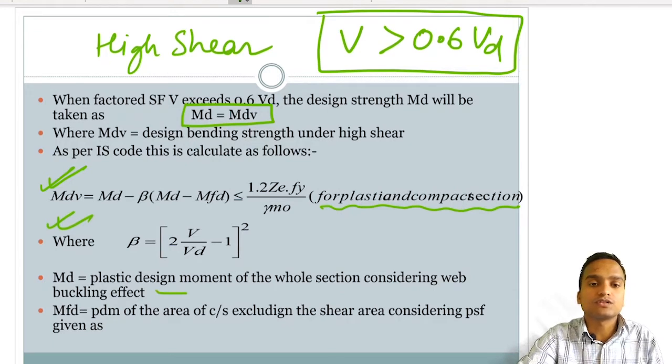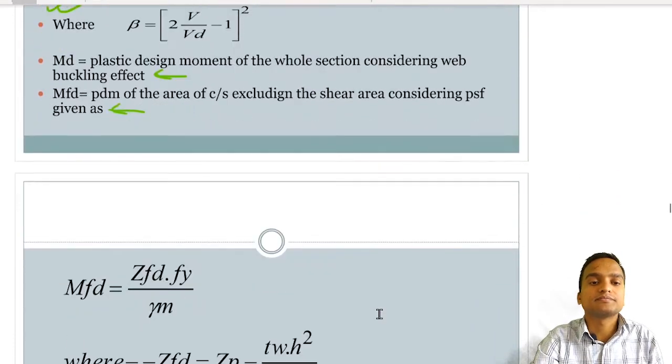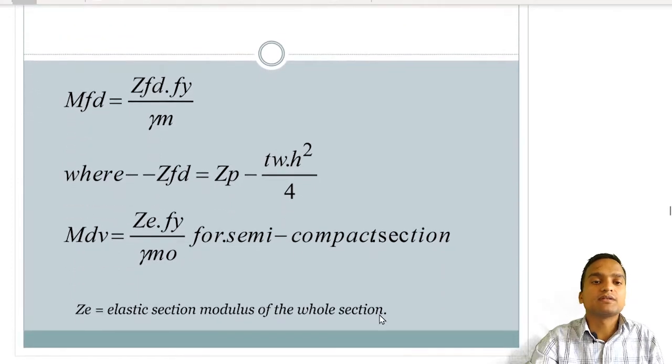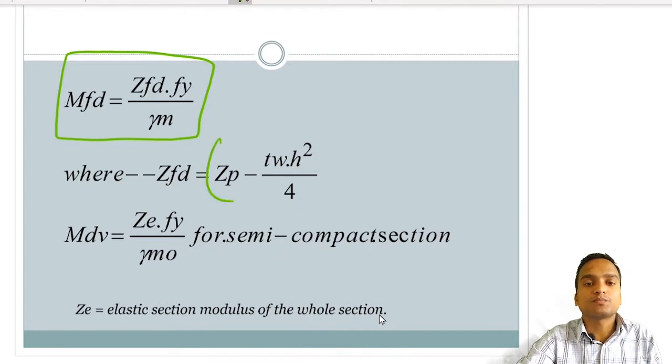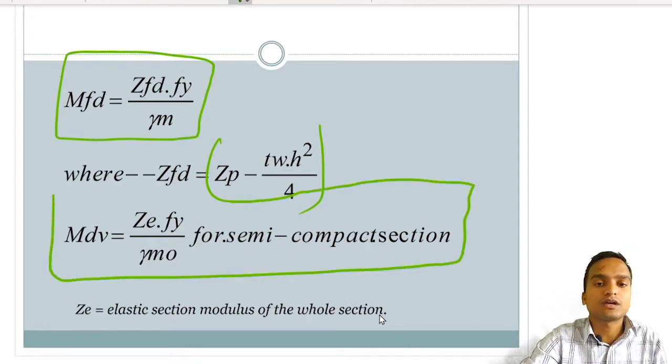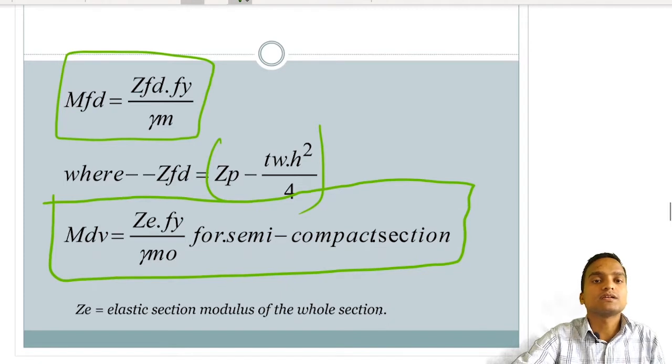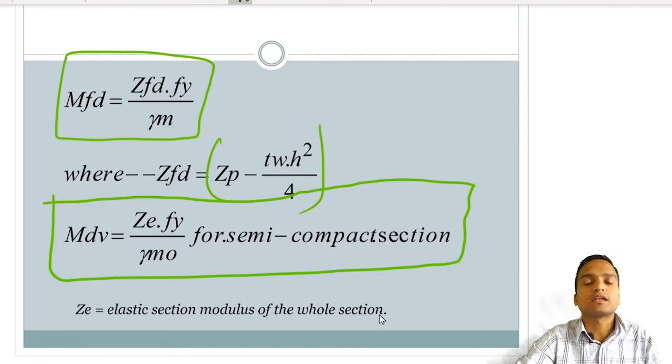And Mfd is the plastic design moment of area of cross section excluding the shear area, and Mfd is given by this formula: Zfd into Fy. Okay, so Zfd is equal to Zp minus tw h square by 4, and Mdv is equal to Ze into Fy by gamma m0 for semi-compact section. So this is also given in IS code. So basically this is how we calculate the design bending strength in case of low shear and high shear.